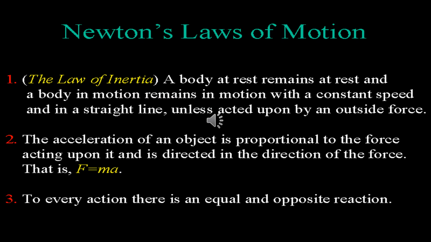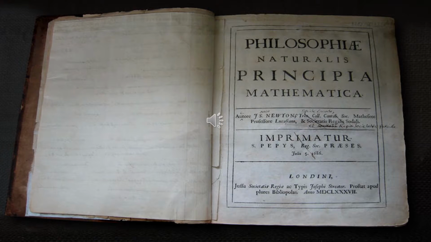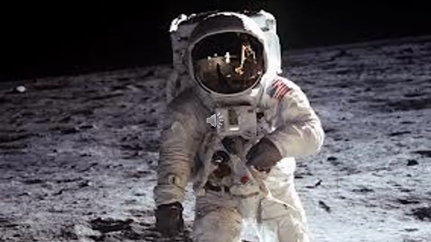From there, Newton invented his laws of motion, wrote 3 1,000-page books to explain his 3 laws of motion, and then sent a man to the moon.